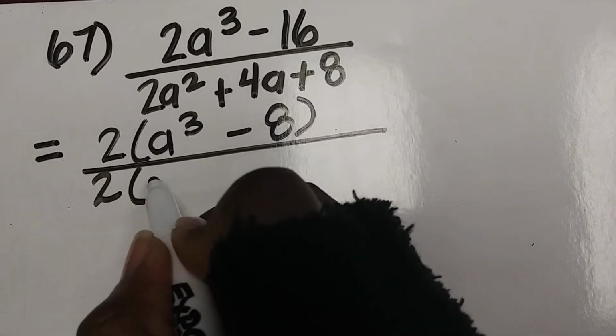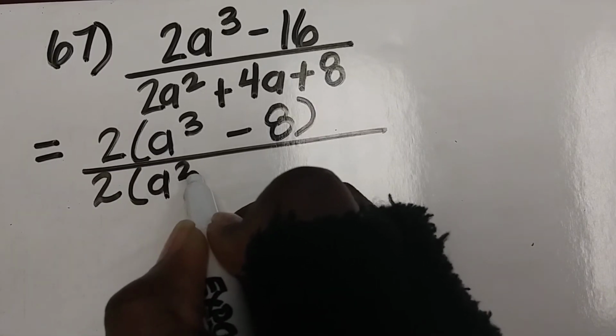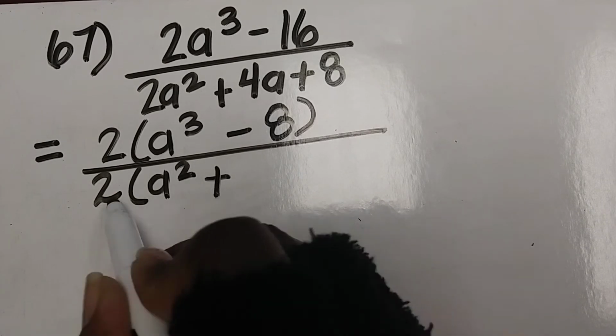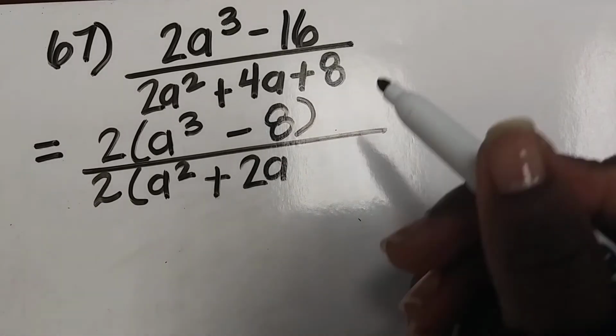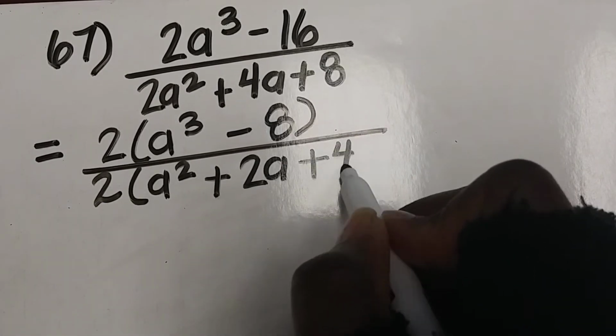2 goes into a squared, 2a squared times. 2 goes into 4a, 2a times. 2 goes into 8, 4 times.